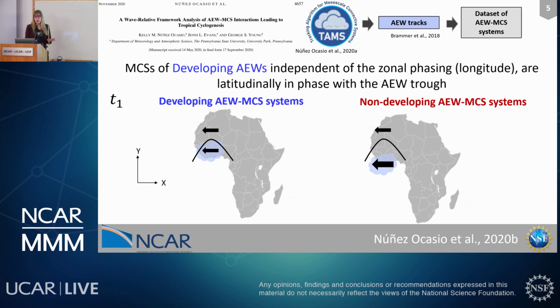The main result was that the chances of tropical cyclogenesis increased with appropriate convective coupling. What I'm showing you here on the left is what we found for developing systems. We found that the convection of developing waves, with the wave identified here as that inverted trough, that triangle in black, was more likely to be in the same location as the trough. That was true over the eastern Atlantic and also over land. But for the non-developers, convection was more likely to move south of the trough, out of phase with that trough.